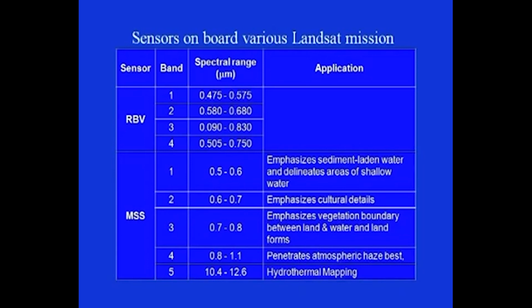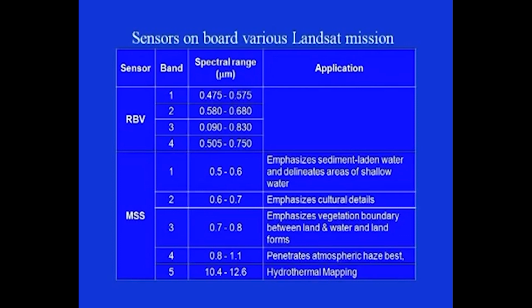0.750. The next sensor which was carried by the Landsat missions was the MSS. MSS, as a matter of fact, had 4 bands at a time. However, the first 3 Landsat missions carried MSS bands 1 to 4. Thereafter, the other missions carried MSS bands 2 to 5.